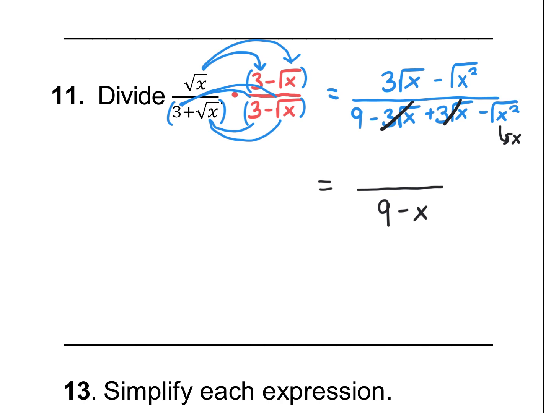Can I do anything with 3 square root of x? Nope. So this stays as 3 square root of x. Again, what does this turn into? What's the square root of x squared? Negative x. Yep. We cannot cancel these out because they are split up by subtraction. If they were multiplying, then yes, we could cancel them out. Yep. But since we can't simplify any farther, that is our final answer.